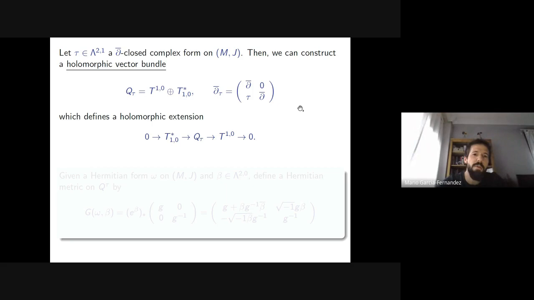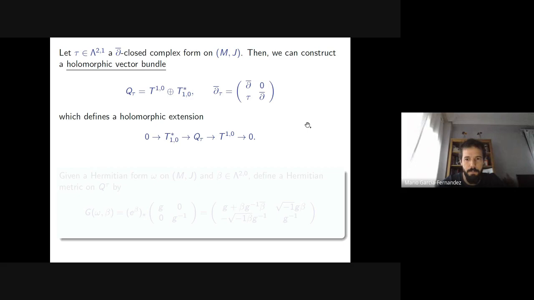So even though I'm not going to use it, this object has much more structure, actually, because the way we have written down the operator, one can prove that this is naturally a holomorphic orthogonal bundle. The holomorphic cotangent bundle is isotropic, and furthermore, it has a very natural pairing on holomorphic sections, endowing it with the structure of a holomorphic Courant algebroid. I don't need anything of that at all. I just need this simple fact that if I give you a D-bar closed 2-1 form, then I can cook up this holomorphic extension, this holomorphic vector bundle.